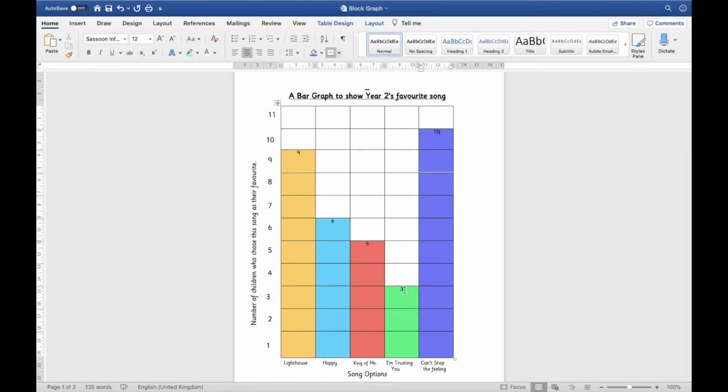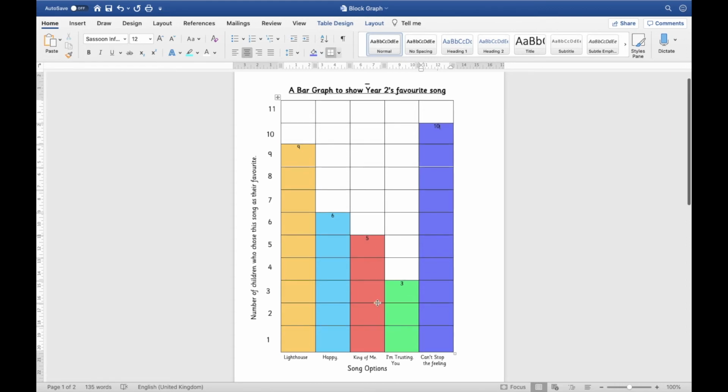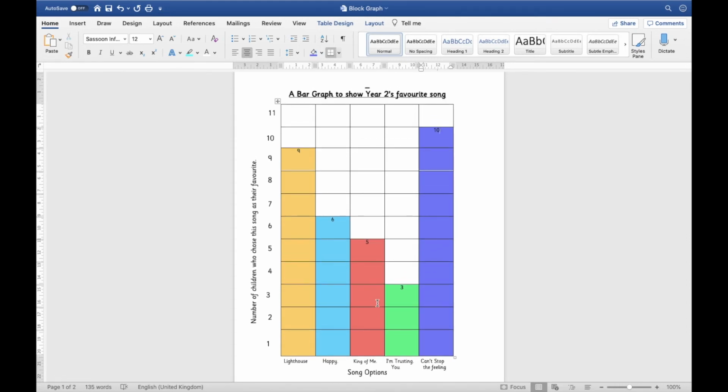Yeah, it was I'm Trusting You, okay, because it only goes up to number 3. It's got the smallest bar. Do you see that? All these coloured blocks are known as bars. So we'll know which one's the most and which one's the least favourite.